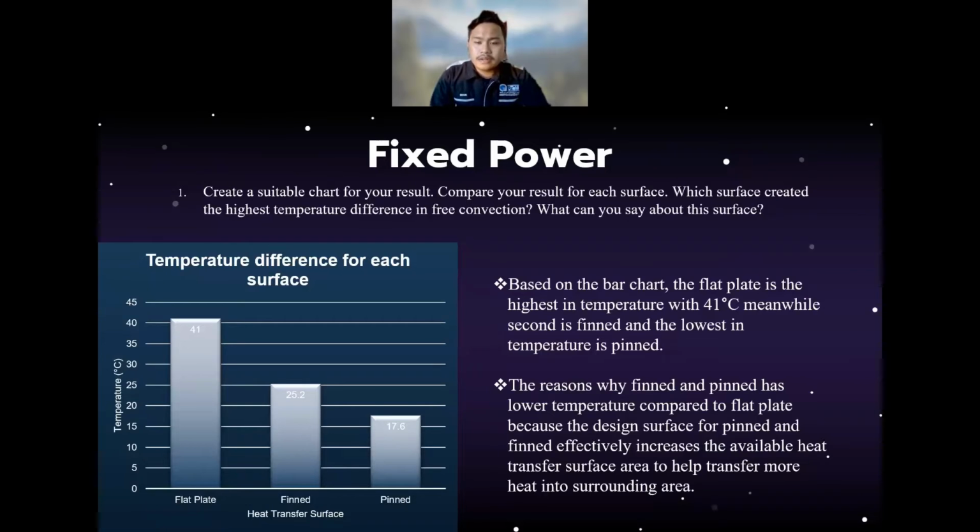Based on the bar chart, the flat plate is the highest in temperature with 41 Celsius. Meanwhile, second is fin, and the lowest in temperature is pin. The reason why fin and pin have lower temperature compared to flat plate is because the surface design for pin and fin effectively increases the available heat transfer surface area to help transfer more heat into the surrounding area.